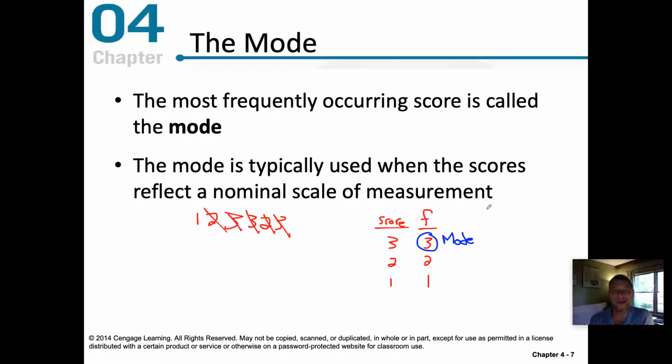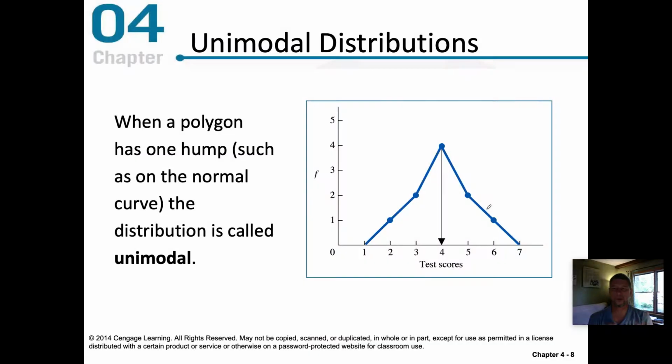Now, the mode is the most qualitative of all the measures of central tendency, meaning that we tend to use it when the scores reflect a nominal scale of measurement. Remember, a nominal scale of measurement is just when the numbers represent a group. 1 for Republican, 2 for Democrat, 3 for Independent, 4 for Conservative, 5 for Liberal. And so if there were more independents in that group than any other political party, then independents, which I think was a 3, right, that would be the mode in that case.